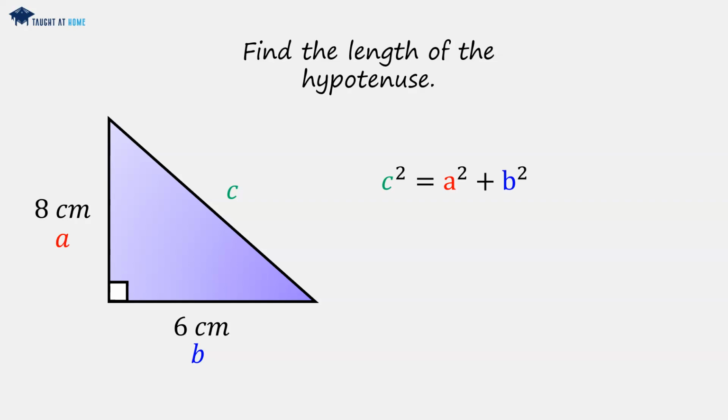Substituting in, A squared is 8 squared, B squared is 6 squared. 8 squared is 64, 6 squared is 36, 64 plus 36 is 100, and now that's C squared, so we'll take the square root of both sides. Square root of 100 is 10. So C is 10 centimeters.